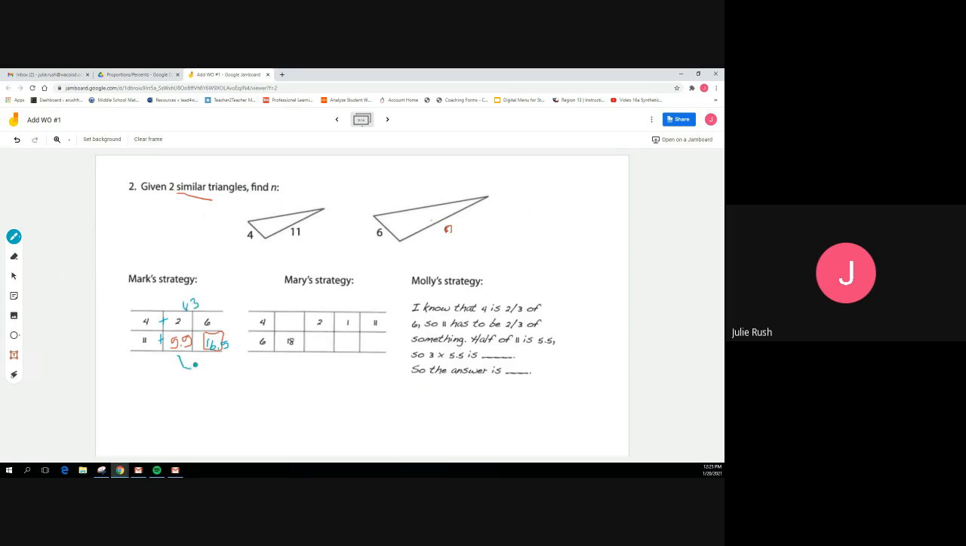And 5.5 times 3 also equals 16.5. So you don't have to add across, you don't have to add your columns. You can multiply if you see the multiplicative relationship.